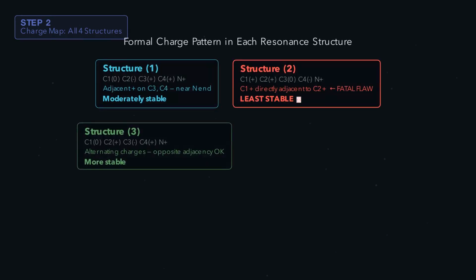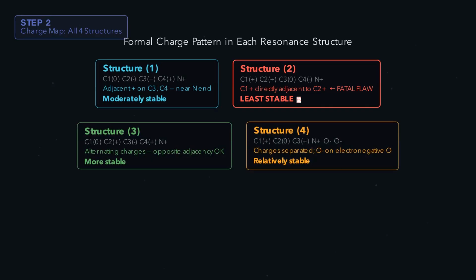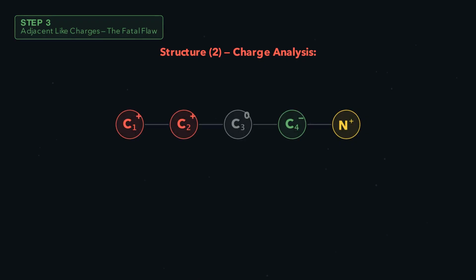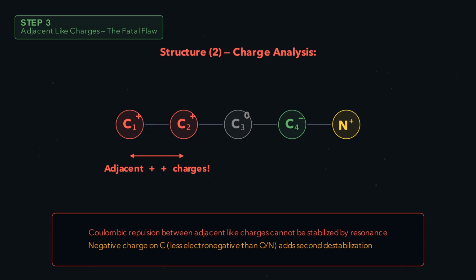Structures 1, 3, and 4 all have charges that are either alternating or well separated. Their negative charges also land on oxygen, which is favorable. Structure 2 is different, and that difference is decisive. In structure 2, 2 positive charges land on C1 and C2, directly adjacent carbons in the chain, with no negative charge between them. Like charges on neighboring atoms create maximum Coulombic repulsion. The system cannot lower its energy through resonance.